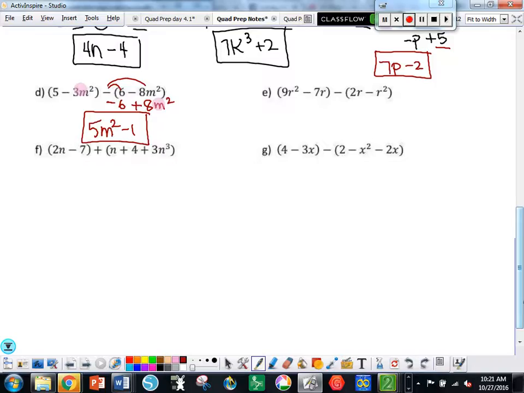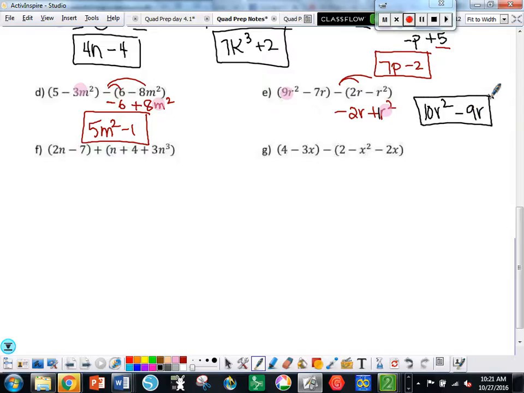Okay, on this one, distribute that minus 2r plus r squared. Now, the 9r squared combines with which other one? The r squared. They're not listed in the same order this time, but that's okay. 9r squared and 1r squared will combine to 10r squared. And then you have a minus 7 minus 2 will combine to make minus 9r.